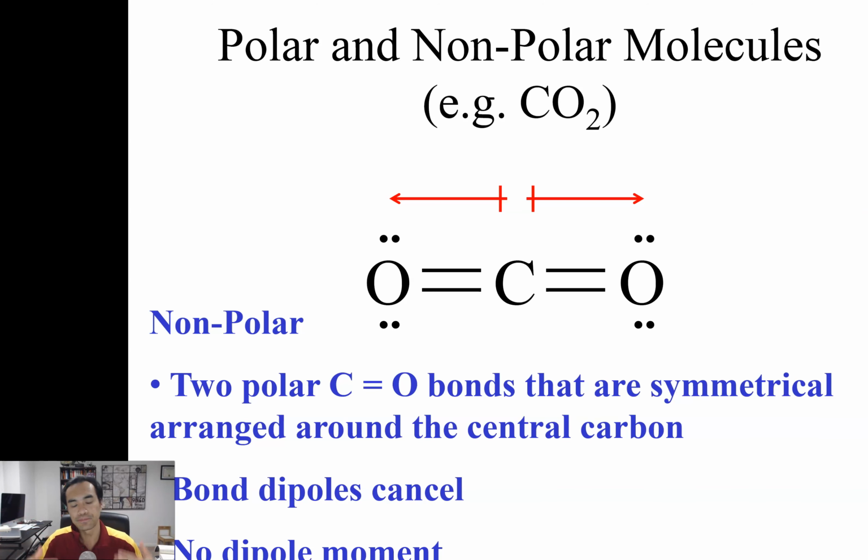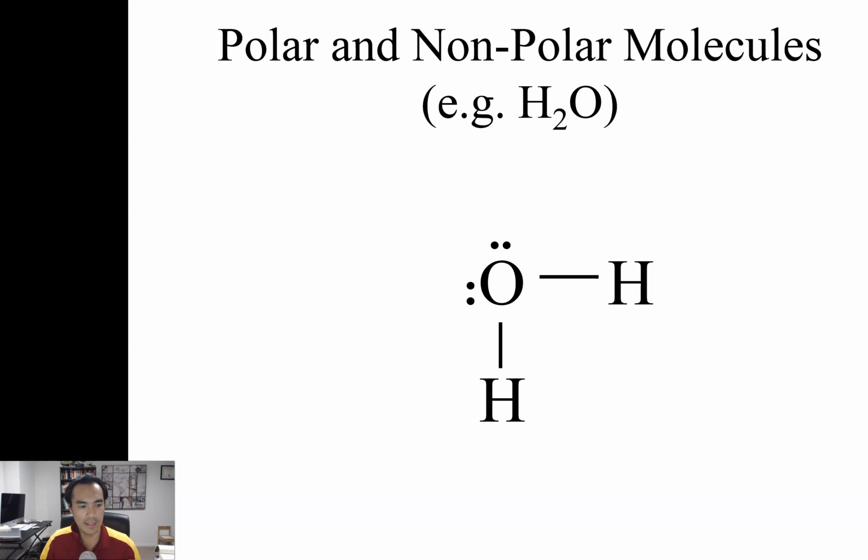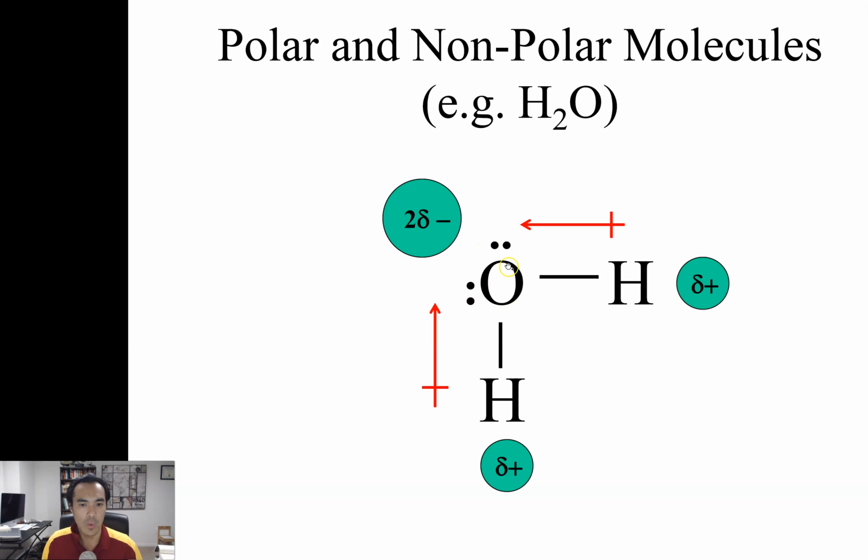Now here's another example for water. Water has a little different situation. We have oxygen here, more electronegative, pulling on hydrogen on both sides. However, if you take a look at what happens here, oxygen ends up pulling on both sides with a 2- charge.